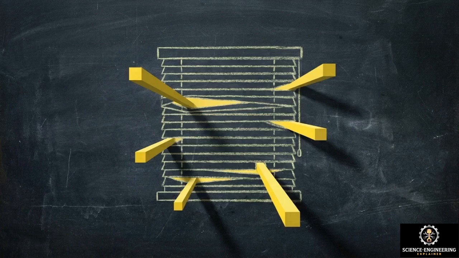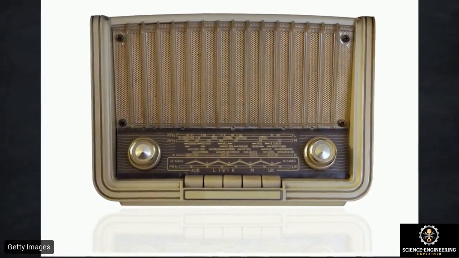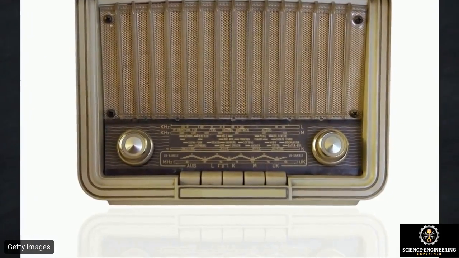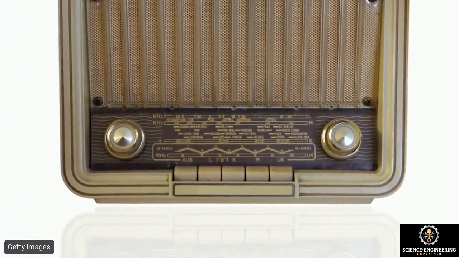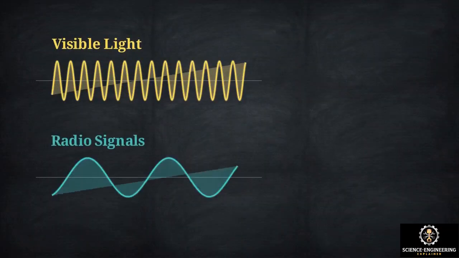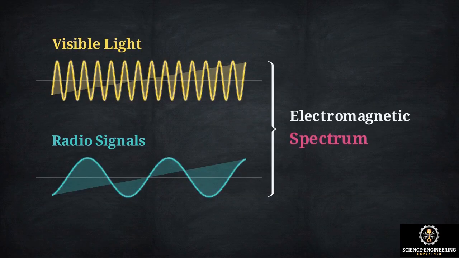You can sit inside a brick house on a bright day, shut the blinds, and completely block out the sun. Yet turn a dial on an indoor radio, and you can instantly pick up a broadcast from a tower dozens of miles away. Visible light and radio signals are made of the exact same material. They are both electromagnetic waves.